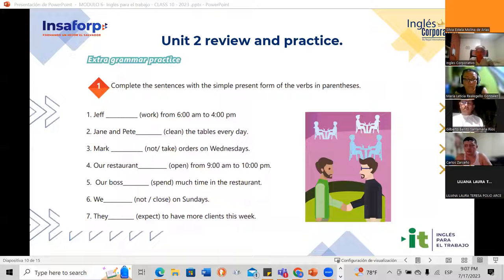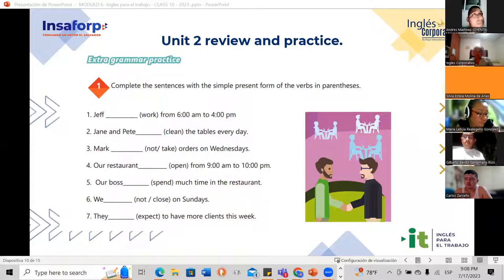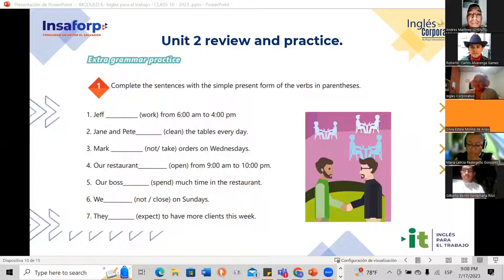A restaurant. Let me know when you are ready. Are you ready? Okay. Volunteers for number one. Read the sentence with the correct verb. Okay, number one. Jeff works from 6 a.m. to 4 p.m. We add the letter S, right? Jeff works from 6 a.m. to 4 p.m. Okay.